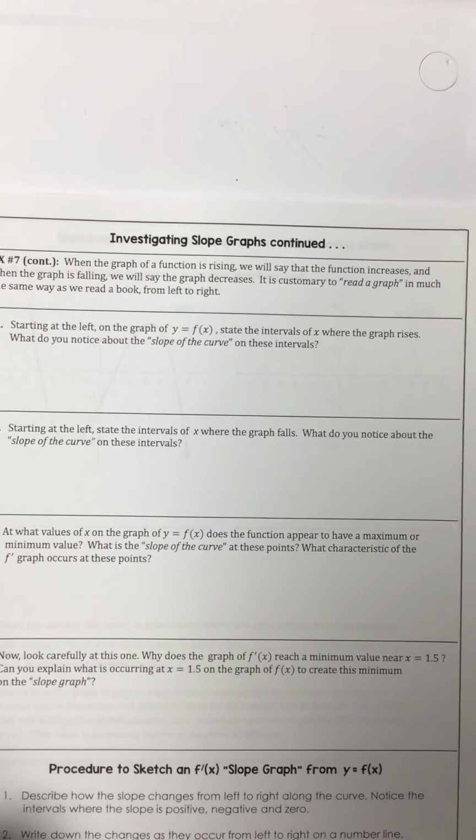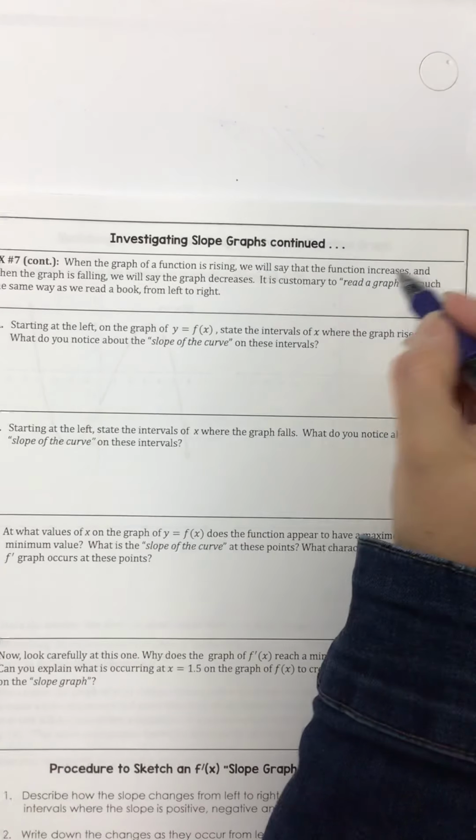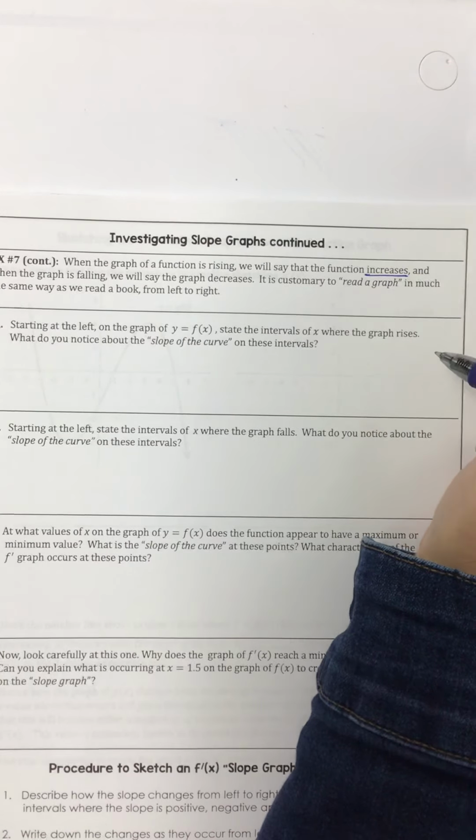When the graph of the function is rising, we say the function is increasing. Rising from left to right. Yes, we always read from left to right. And when the graph is falling, we say it is decreasing. It's customary to read a graph from left to right, just like we normally read. So, starting at the left on the graph of f of x, state the intervals of x where the graph rises. What do you notice about the slope of the curve?